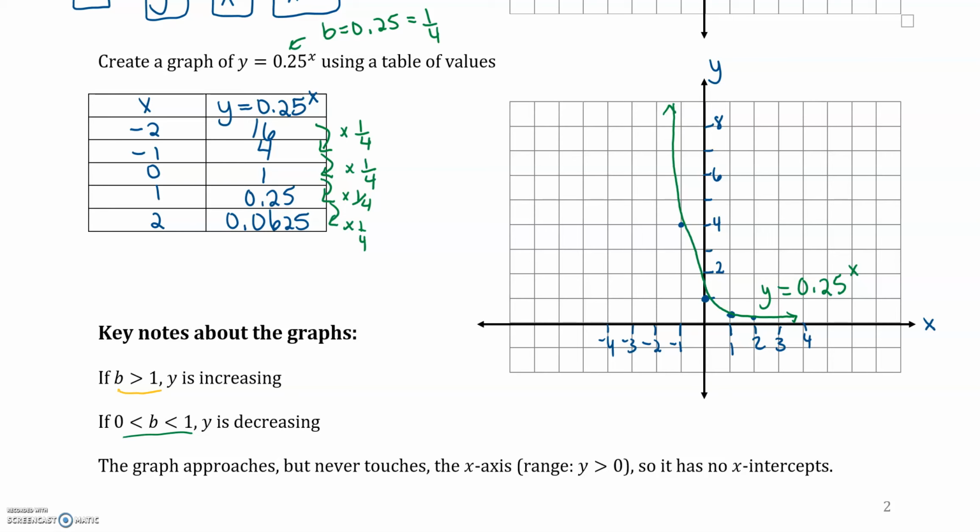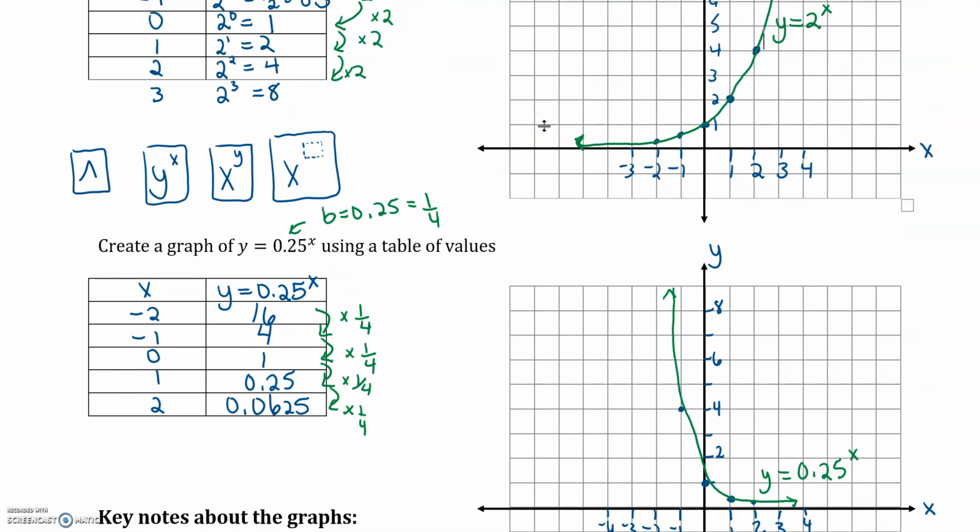It's never going to cross the x-axis. So for example, as the graph for y is equal to 0.25 to the power of x, as x increases, we get closer and closer to the x-axis, but it will never cross the x-axis. And the same holds true as we look at the values of x and we decrease them for the first function, y is equal to 2 to the power of x. We can see that the values will keep decreasing, but will never cross the x-axis.